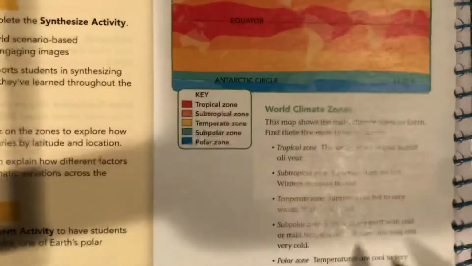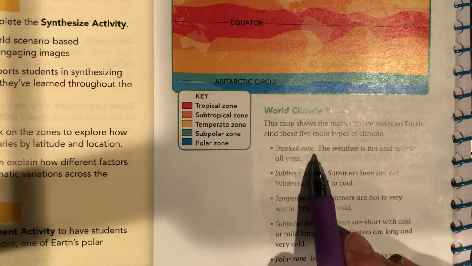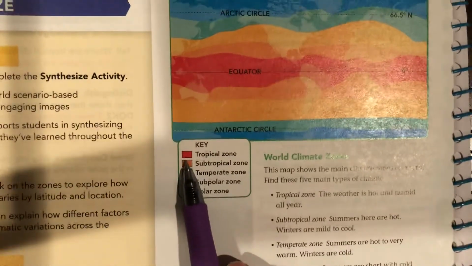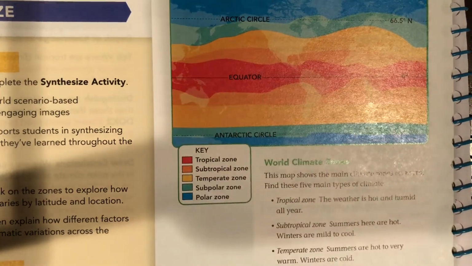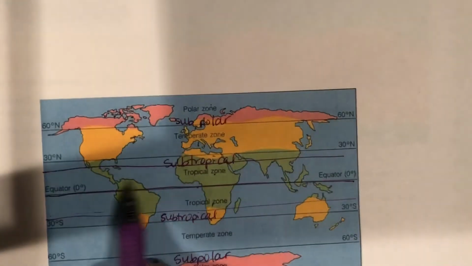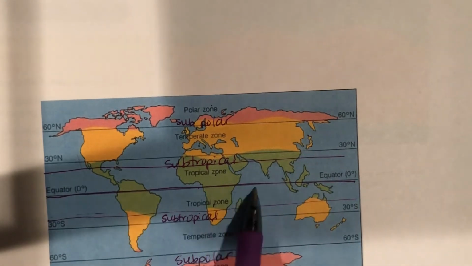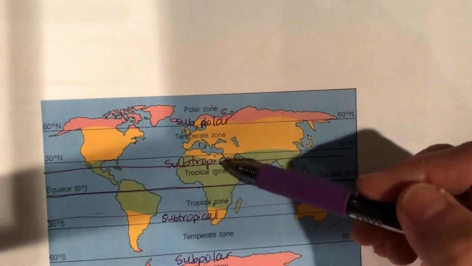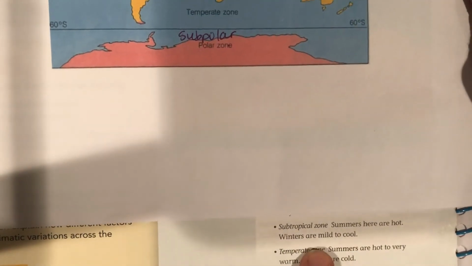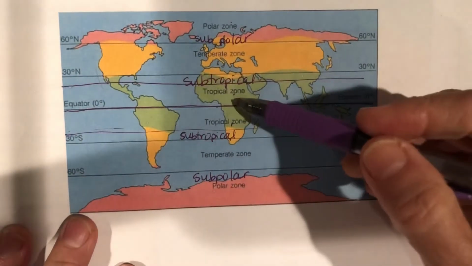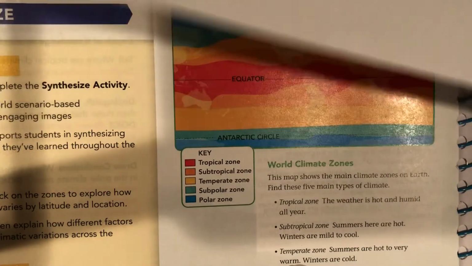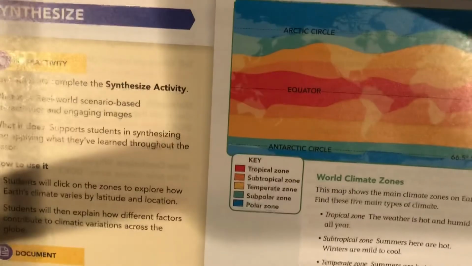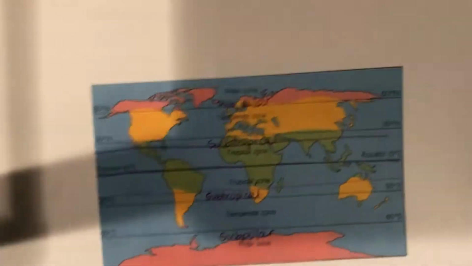So if we're looking at the tropical zone, okay, tropical is red here, and the weather is hot and humid. So that's all around the equator, right? If you're looking at this, around the equator, this is going to be hot and humid, all in this tropical zone. As you move into the subtropical zone, the summers are hot and the winters are mild to cool, okay? So it gets a little bit milder, okay? And then the temperate, the summers are hot to very warm and the winters are cold, okay?